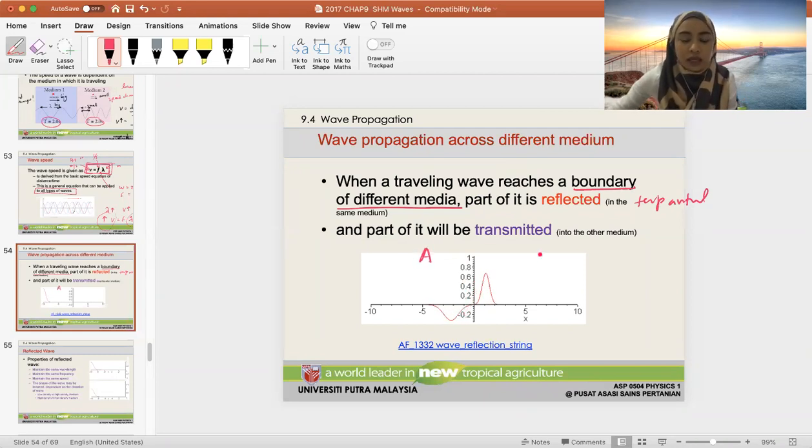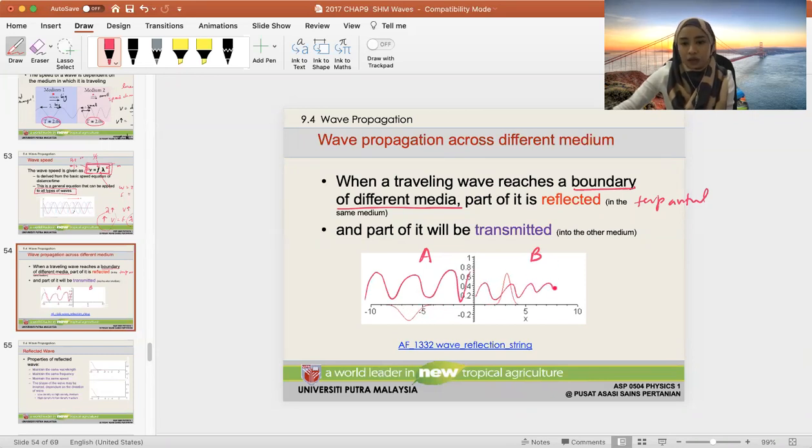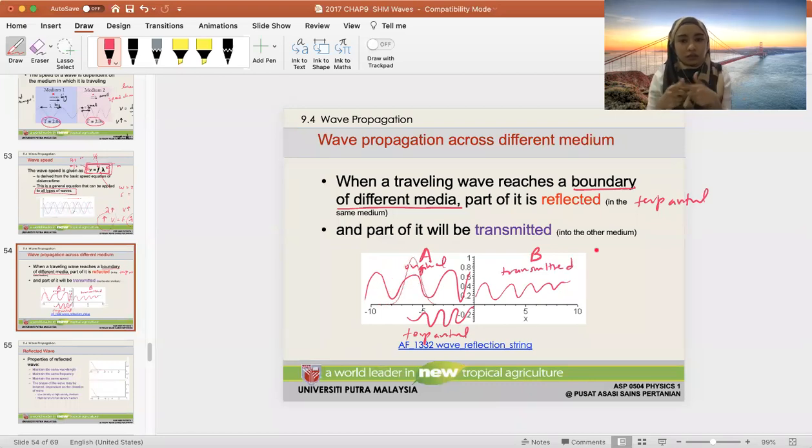Let's say this is medium A and this is medium B. The wave was traveling like this, and when it reaches B, it changes. Some of the energy from the wave is reflected downwards here. This is the reflected one, this is the original, and this is the transmitted. So there are 3 situations: one original, one transmitted, one reflected. The difference here depends on the type of medium.